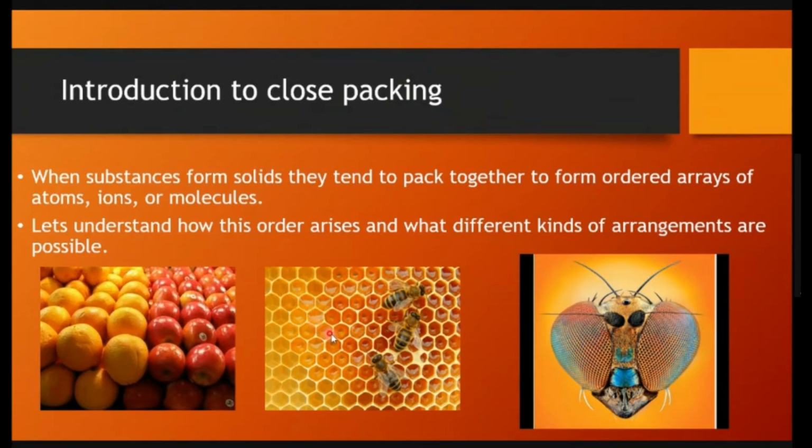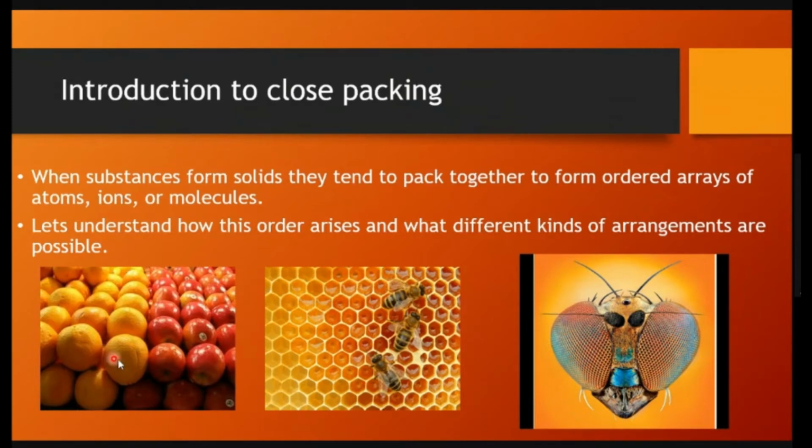Similarly, you can see in the second picture there is a honey hive with some honeybees. You must have seen how a honey hive looks. It's just like a hexagon. All these are arranged in a very compact manner without leaving any empty space. So this is also a kind of close packing. The hexagons of the honey hive are an example of close packing. Or you can see an insect's eye; it is also a good example of close packing.